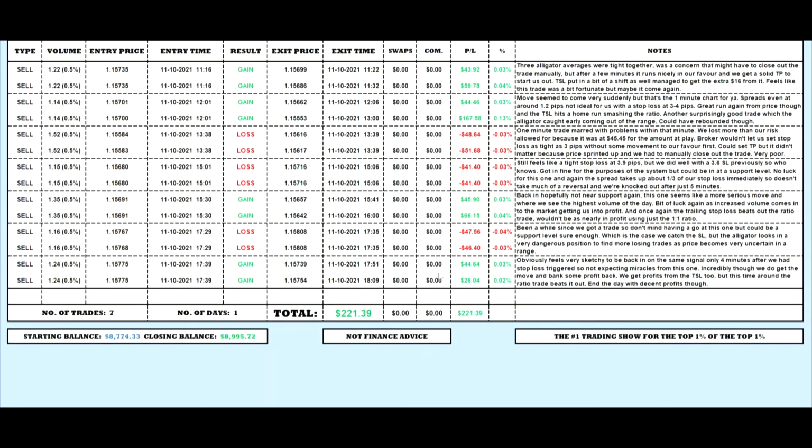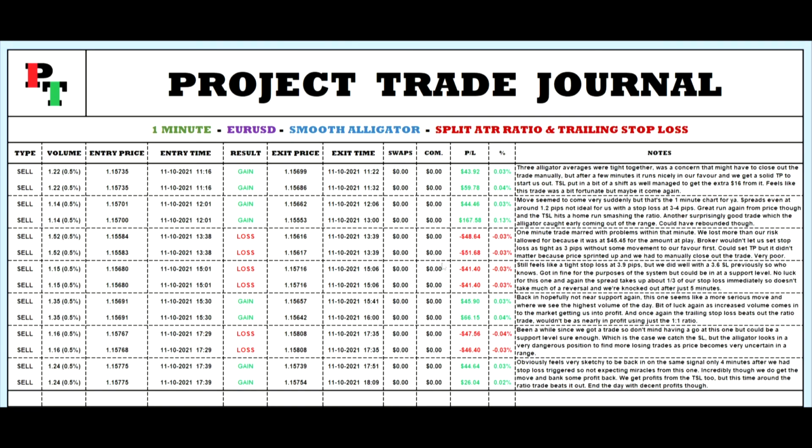Definitely interested to see where we go from here with this one, as we had kind of a nice bumpy trending day today. Wouldn't usually expect it to be that nice. Don't want to get stuck in a range. See what happens tomorrow.